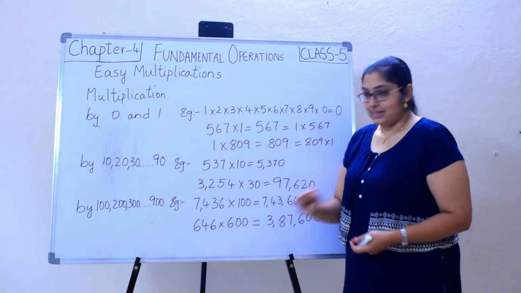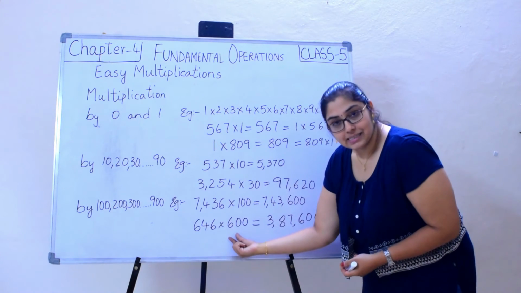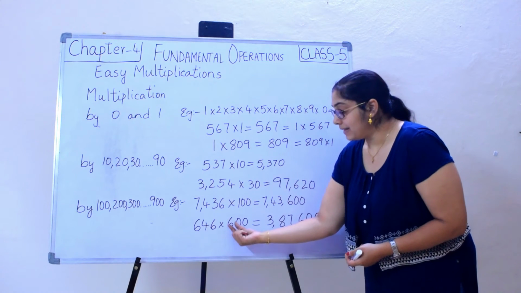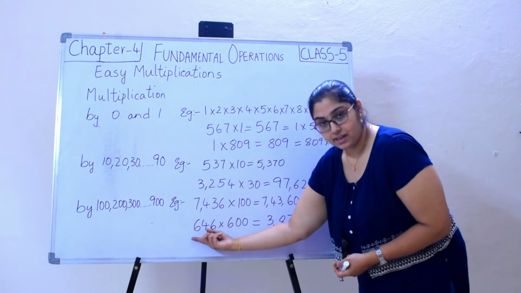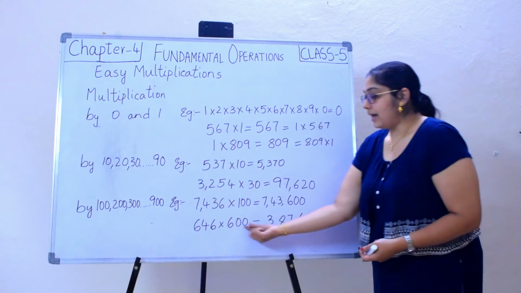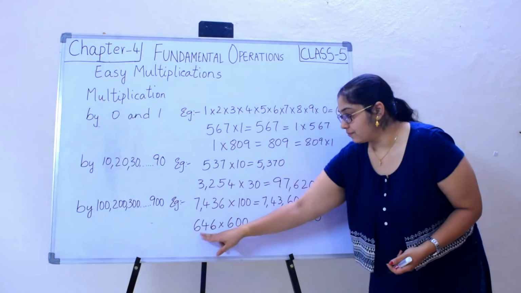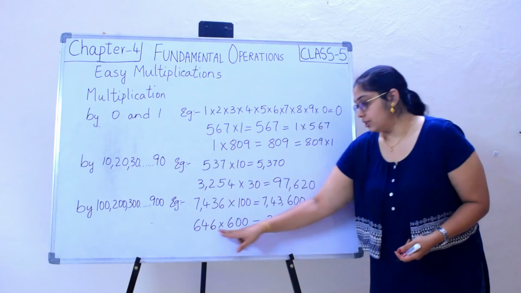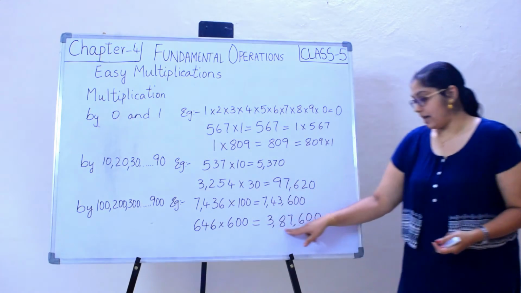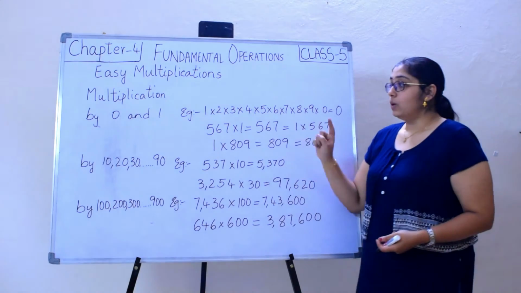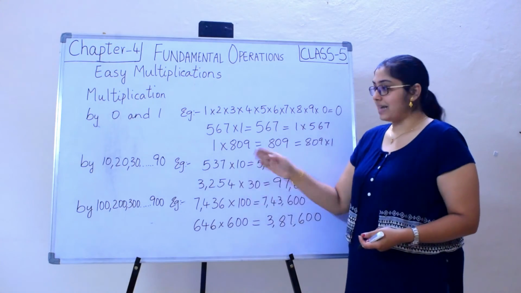It is the same as tens. Whichever digit is there in the hundreds place, I will be multiplying that digit with the whole number which I have taken, write the answer and add 2 zeros to it. Okay children, see here 646 into 600. So I multiplied 646 into 6, have written the answer and added 2 zeros. So this is how we multiply with 0 and 1, tens and hundreds.